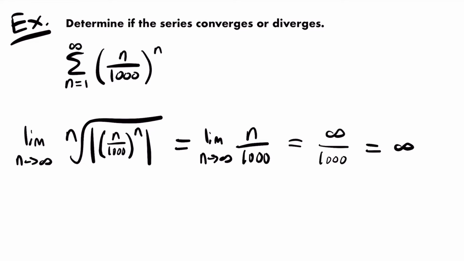All right, and so since the limit of the nth root of the absolute value of a sub n from our series is infinity, it's not less than 1 like it has been up until this point, this series does not absolutely converge, it instead diverges. And so that will be our final answer. This series diverges.